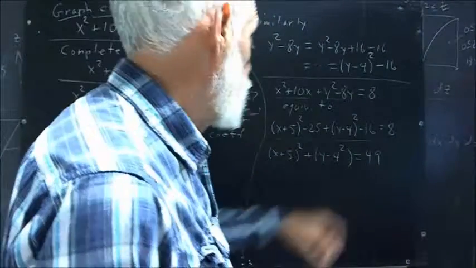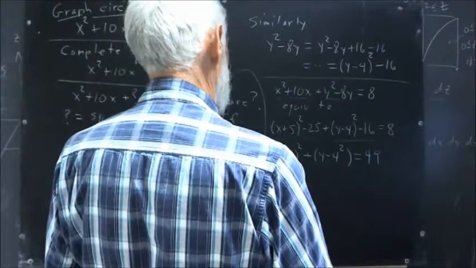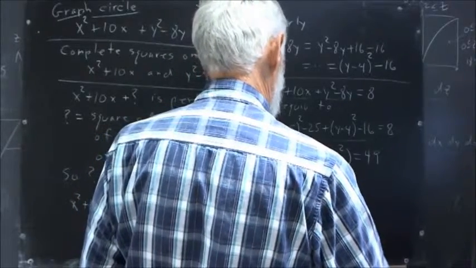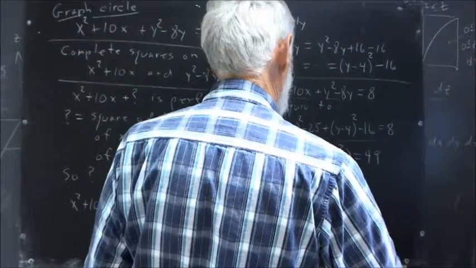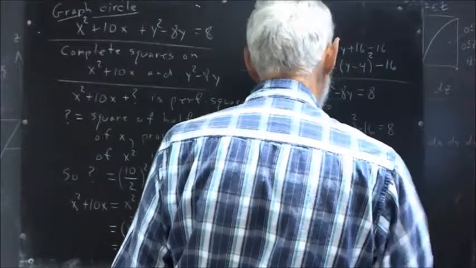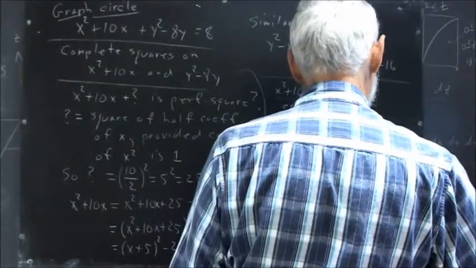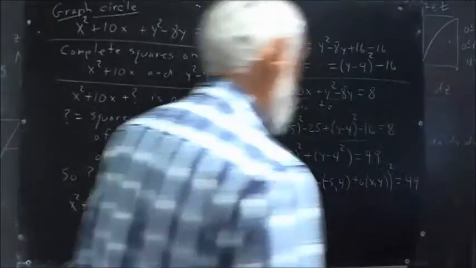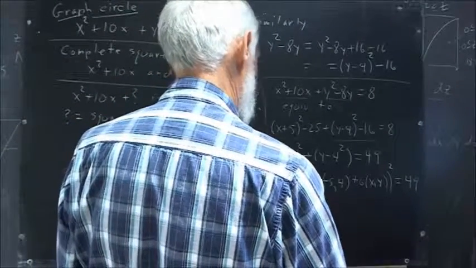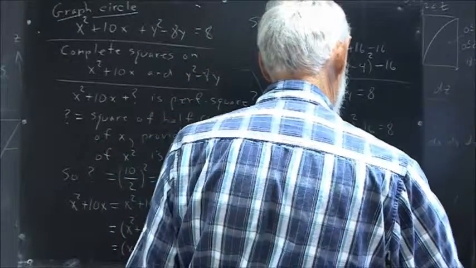So now we have the standard equation of a circle, because this says the distance from negative 5, 4 to xy, the square of that distance is 49. So the distance from this point to this point is 7.